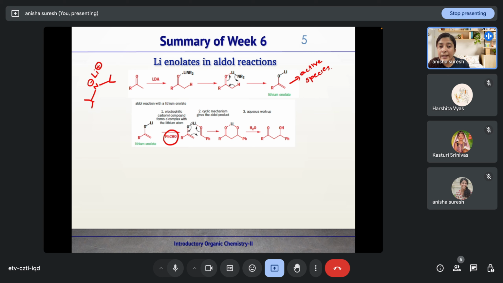Then this O-Li bond will break. This carbon-carbon double bond will attack this electrophilic center of the carbonyl, and this O-Li bond will form, leading to formation of this intermediate. Now upon hydrolysis, the O-Li bond will break and it will lead to formation of this beta hydroxy carbonyl compound. Is this clear?